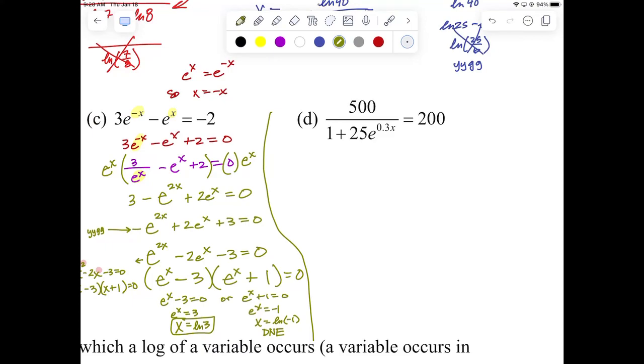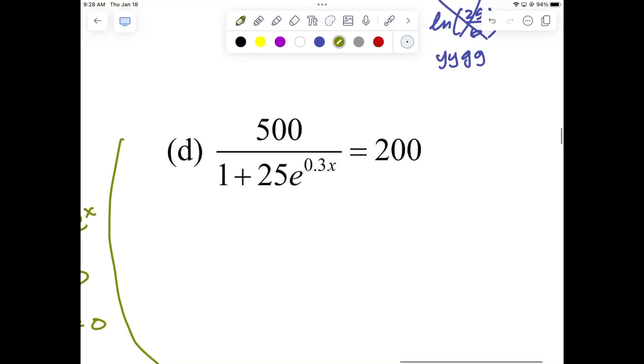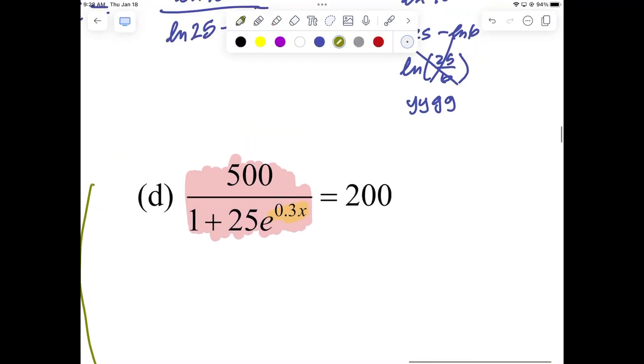Hey, let's solve this equation. 500 over 1 plus 25e to the 0.3x equals 200. Is this an exponential equation? Yeah, you can call it one because it has a variable in the exponent. Now, does anybody in here recognize that form on the left-hand side?